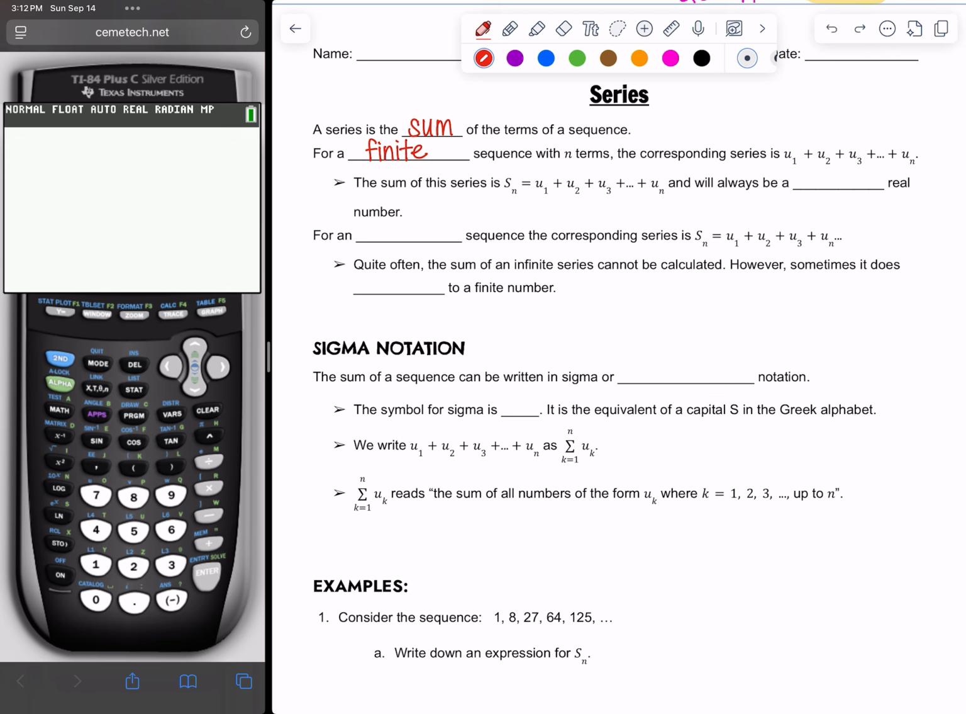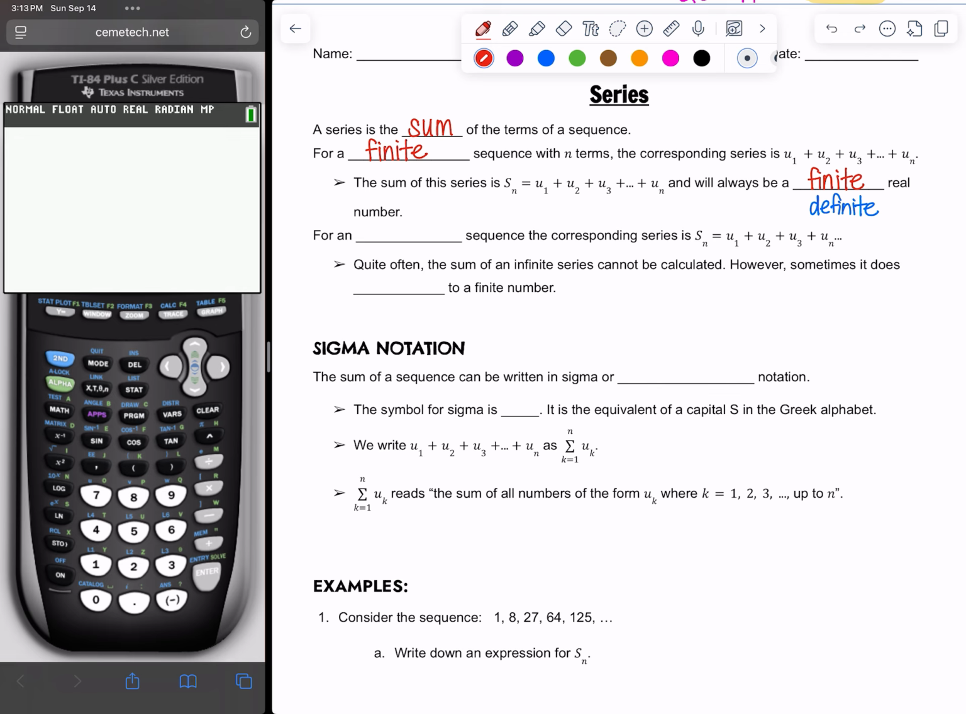For a finite sequence with n terms, the corresponding series is the first term plus the second term plus the third term, adding all the numbers up until the last term. Remember, u sub 1 is the value of the first term. U sub 3 is the value of the third term. U sub n is the value of the last term or any term. So we can say that the sum of this series is S sub n. That stands for the sum of a certain number of terms, which is equal to the first term plus the second term plus the third term, adding all the way up until the last term. And it will always be a finite, aka a definite real number.